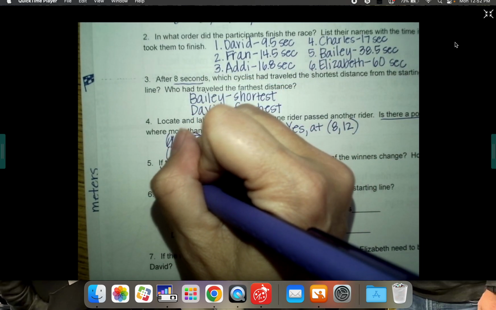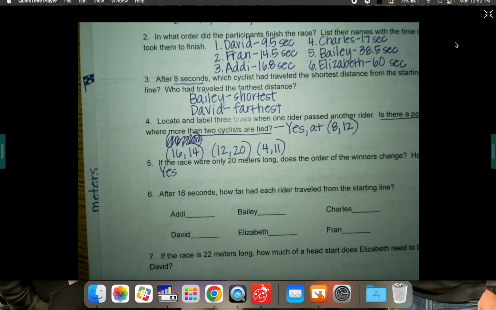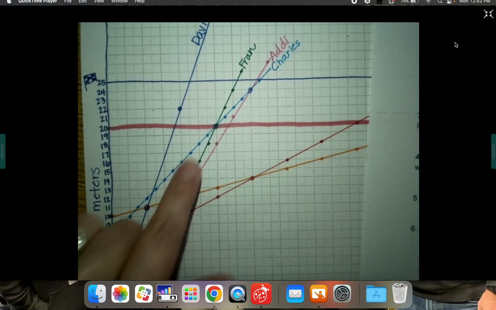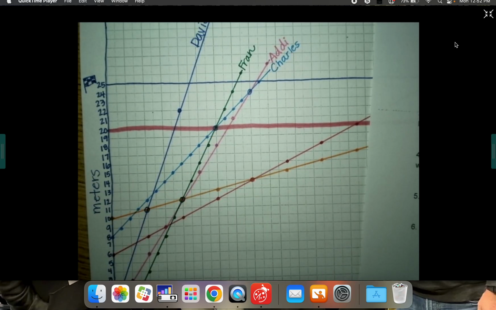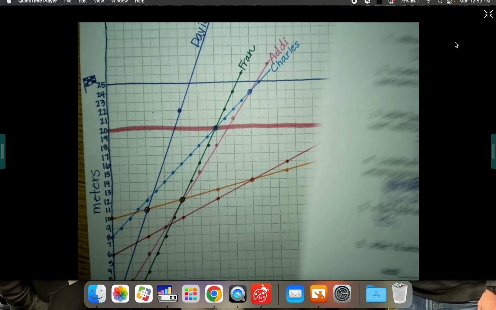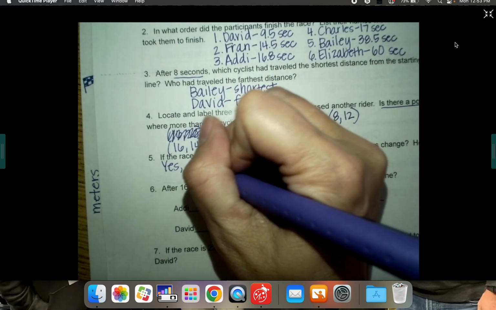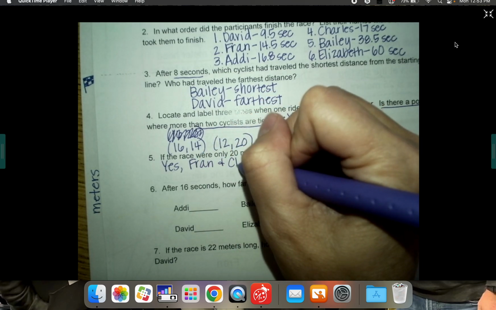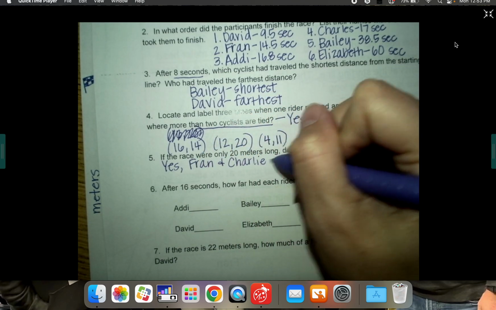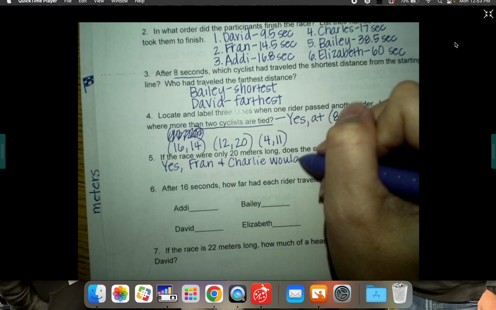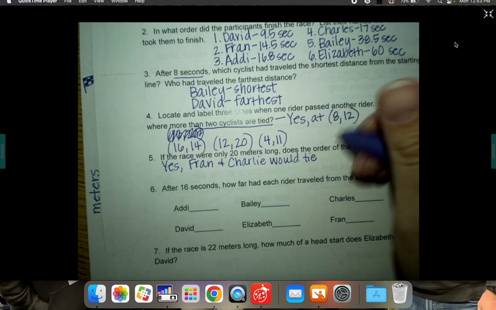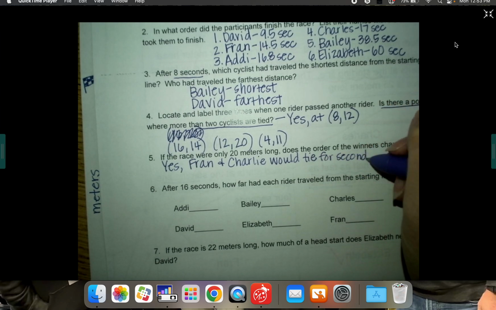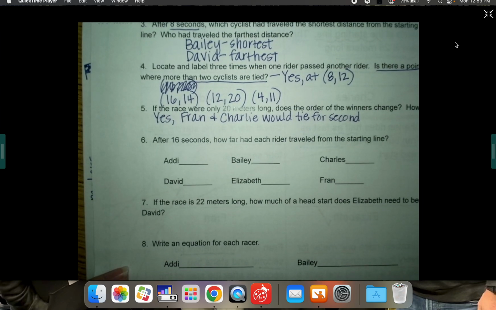Yes, the order changes. We don't need to put David because his stays the same. Let's just put the ones that change. Yes, the ones that change are these two, who are those two people? Fran and Charles. Fran and Charles would come in second. Fran and Charles would tie for second. Let's put that they would tie for second because they come in at the exact same time. Tie for second.